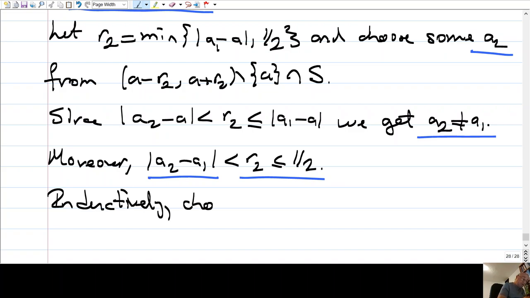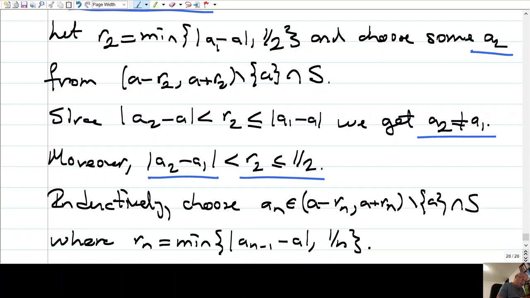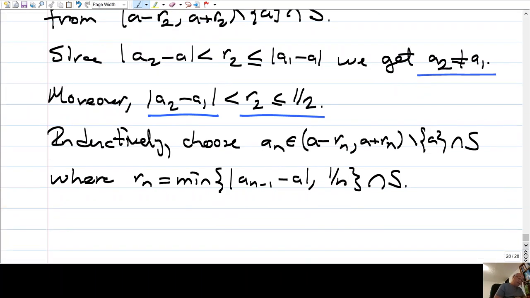Inductively, choose AN from this interval, A minus RN, A plus RN intersection S, with this property, where RN will be this minimum of. So for R2 I used A1. I will use AN minus 1 minus A. And for R2 I used 1 over 2. I will use 1 over N intersection S. Okay.